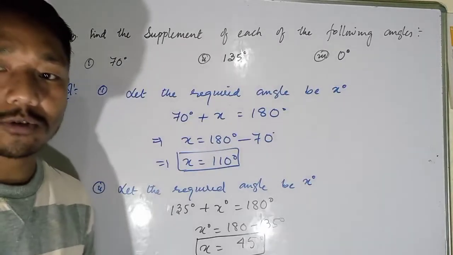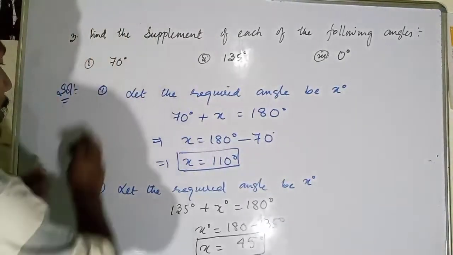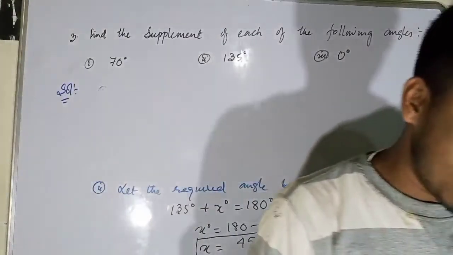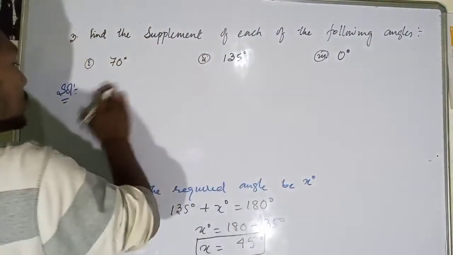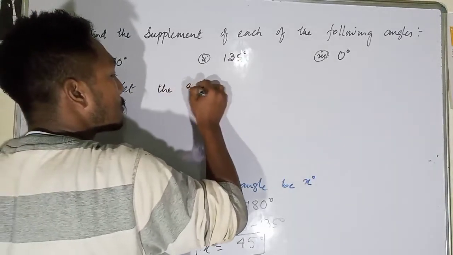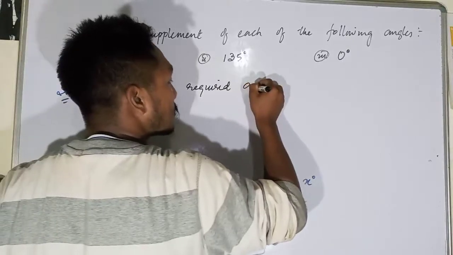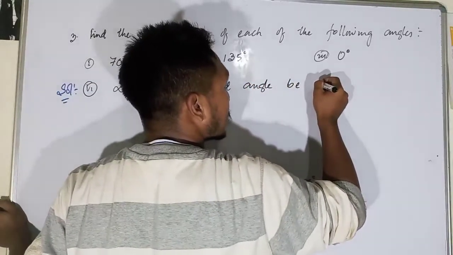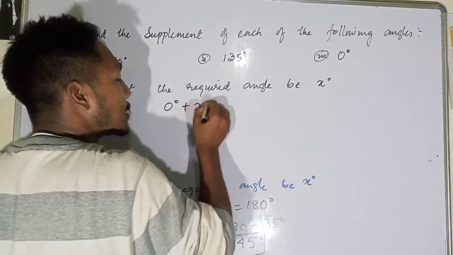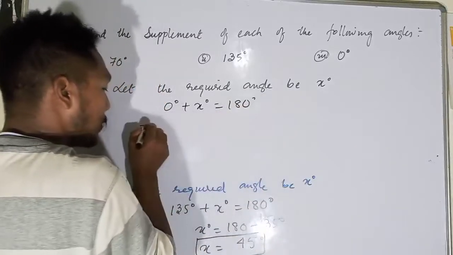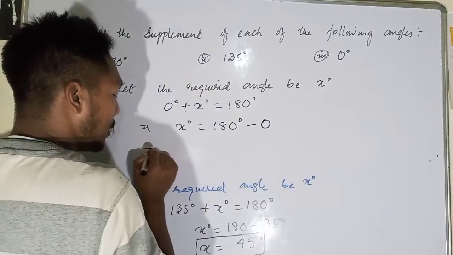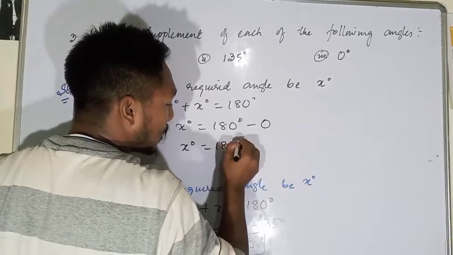Okay, I think you have not done all those. Now number 3, which is number 6 from your textbook. Let the required angle be x. They have given 0 degrees. So 0 degrees plus x degrees will be equal to 180 degrees, which implies that x degrees will be equal to 180 degrees minus 0, and if you subtract 0, your answer will be 180 degrees.